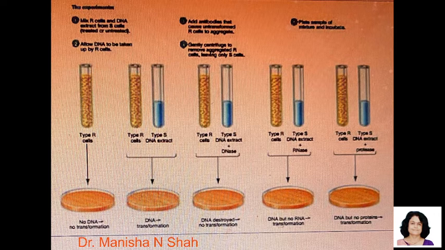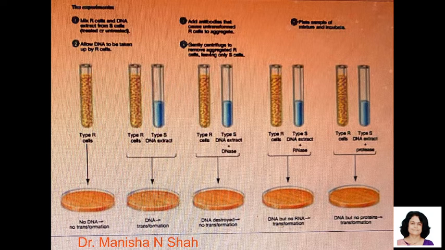In the next set of his experiment, he mixed the same thing, the type R cells and type S DNA extract, but instead of the enzyme DNase, he used the enzyme RNase. The enzyme RNase will degrade the RNA, but DNA is there, and that's why transformation is observed. In another set of the experiment, instead of DNase or RNase, he used protease that will degrade the protein, and DNA is not degraded, so the transformation occurs.